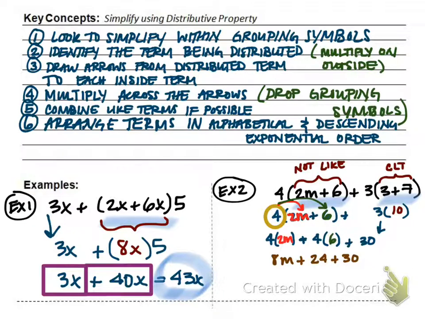And this is where I get to combine like terms and then arrange in alphabetical order if necessary. So in order to combine some terms, it looks like the m is all alone. I don't have another term that has an m, but I do have some constants that can be simplified. So the 24 and the 30 can be boxed in. Adding those together, I get 54. And I'm going to go ahead and write 8m plus 54.